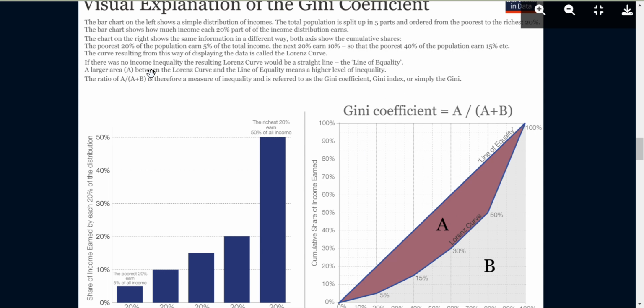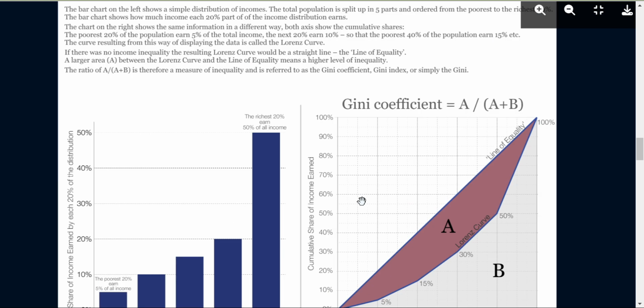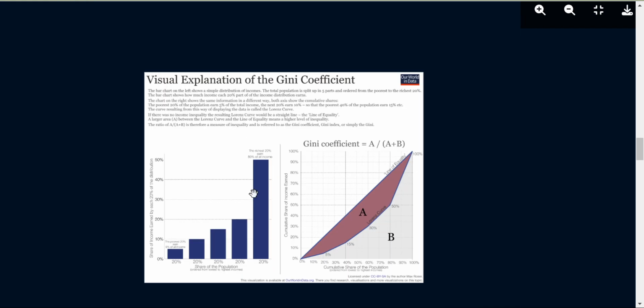Okay, now the ratio of A divided by A plus B is therefore a measure of inequality, referred to as the Gini coefficient, Gini index, or simply the Gini. Okay, so these are the graphs and this is the paragraph which is defining this graph. I have already explained this with the graph, so you can see the graph here.